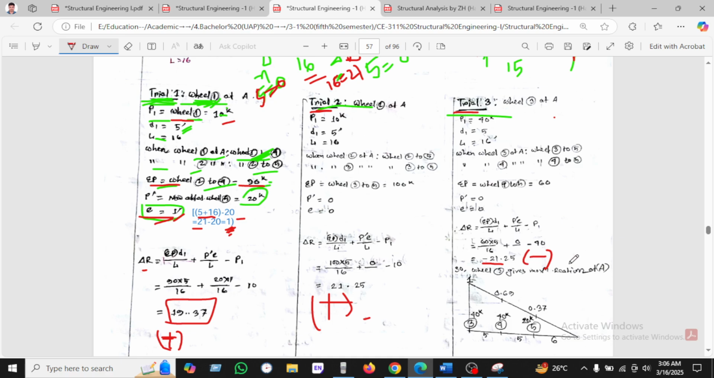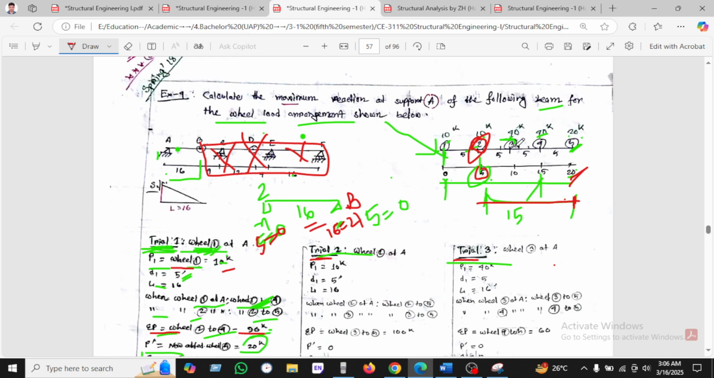So until the negative load, we will trial again and again. So you will understand when we will get the maximum load. When we apply the maximum wheel load at A, then we will get the maximum load. Okay, let's see trial 2.